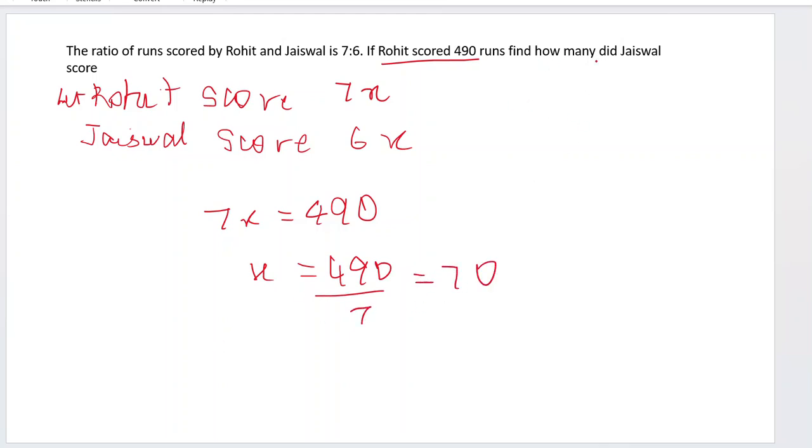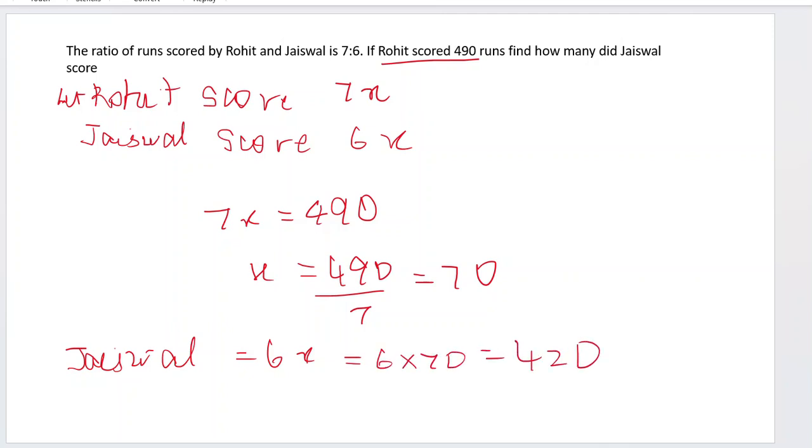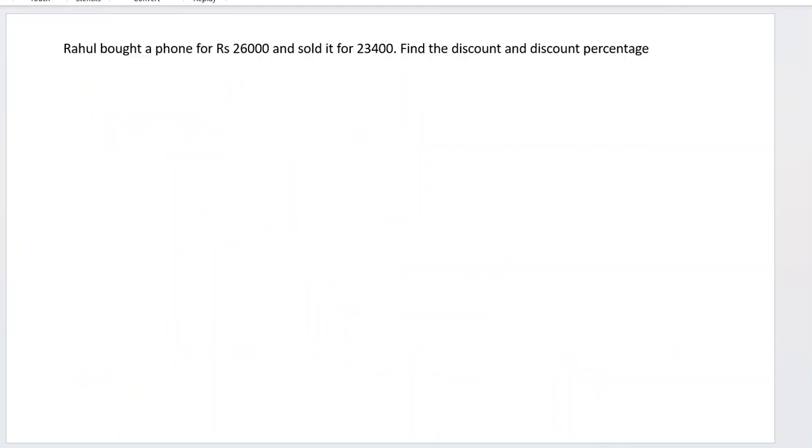So we are asked how many runs did Jaiswal score. Now Jaiswal is actually 6x. So we get 6 into 70, which is 420. Fine. So this solves the problem.